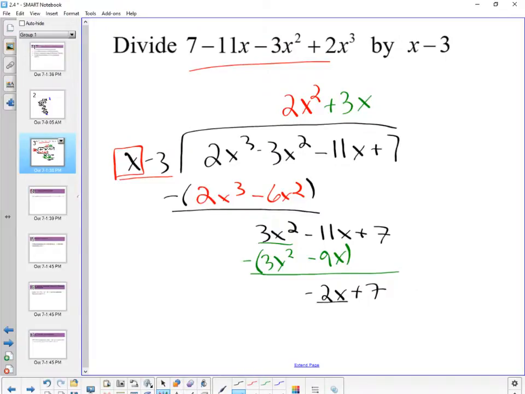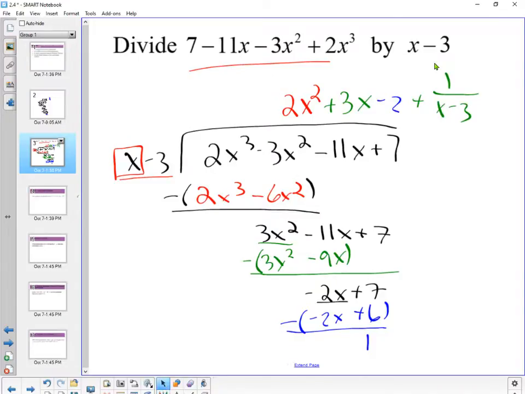Can I divide negative 2x by x? What would I get? Negative 2. Multiply it out. I've got negative 2x plus 6. I'm going to change my signs because I have to subtract here. This is 0, and then I've got 7 minus 6, which is 1. So I have a remainder of 1. I'm going to place that over my divisor. And there is the quotient of this problem.